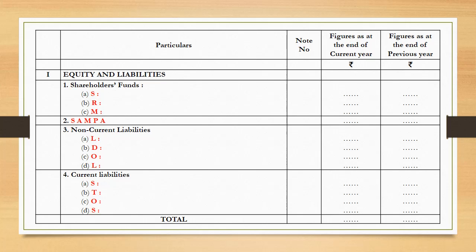And in the similar way, for current liabilities also, you can remember the word as TOSS, T-O-S-S. T is the second content, O third, S and S again is fourth and first. So how are we going to memorize this? Equity and liabilities. Basically there are 4 major heads: shareholders funds, Sampa, non-current liability and current liability. In shareholders fund, Shri Ram; Sampa in itself is a head and the subhead. Non-current liability, DOLL, and current liabilities, TOSS.